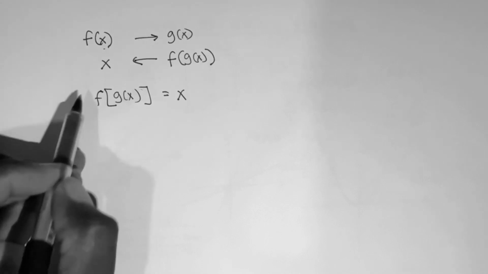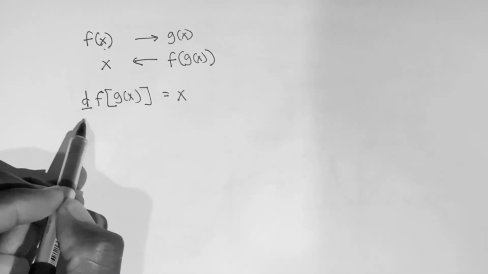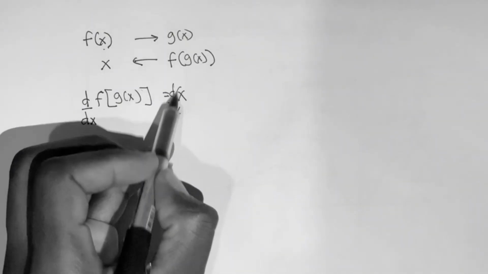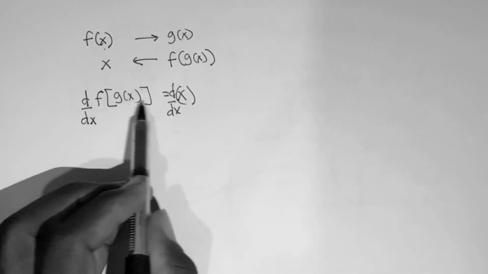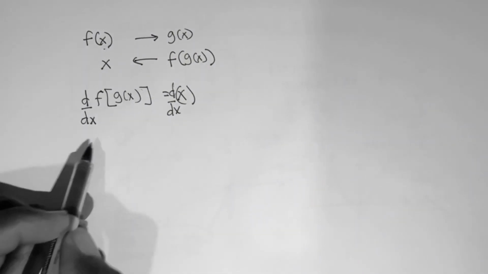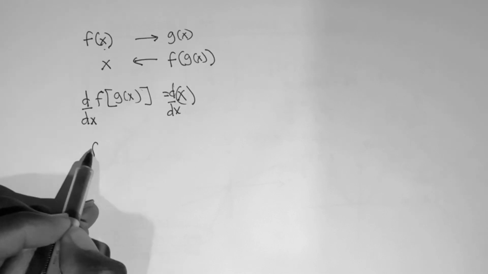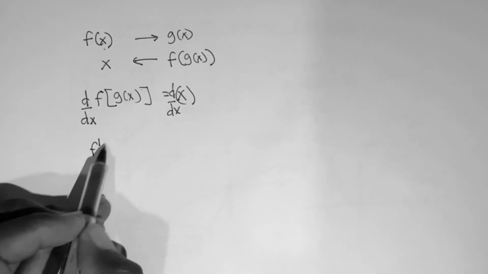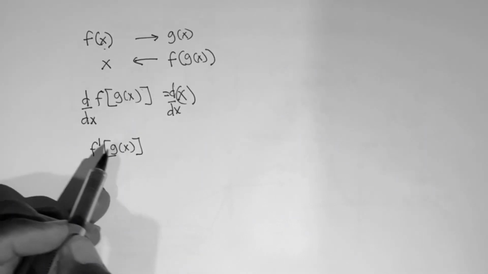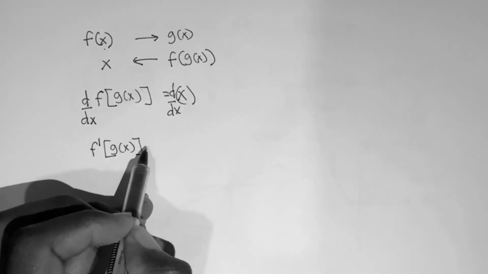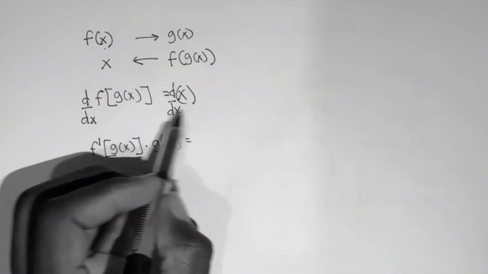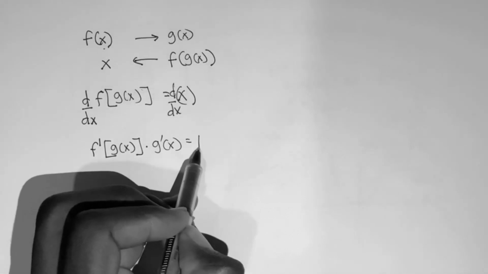Now, let's find the derivative of both sides. So let's differentiate both sides, which is d/dx. If we differentiate both sides, you see that this is a composite function. So we'll first differentiate f. So if we differentiate f, we'll get f prime of g of x, times, then you differentiate what is inside, g prime of x. And then when you differentiate x, you will get 1.